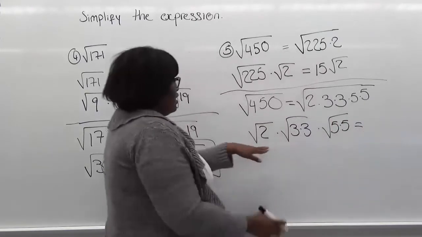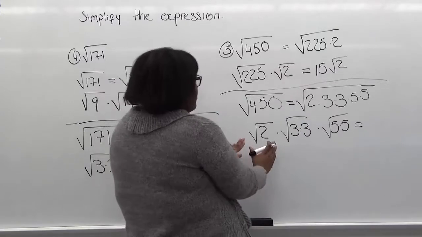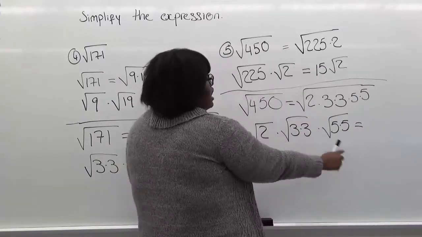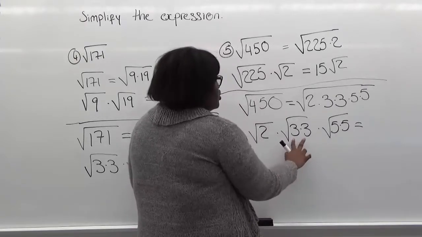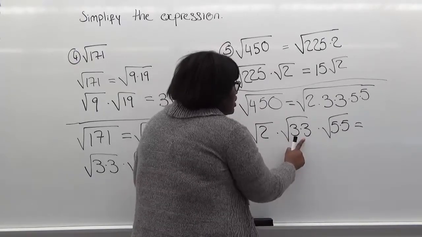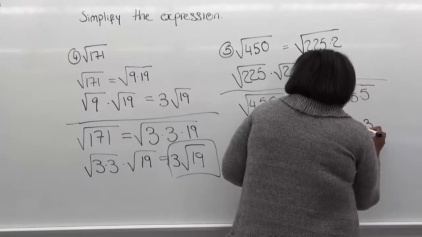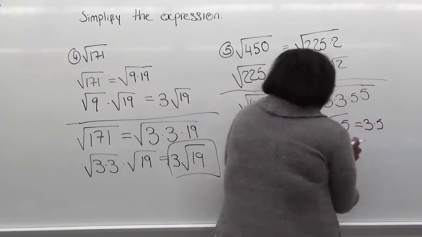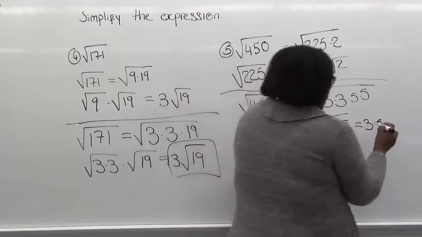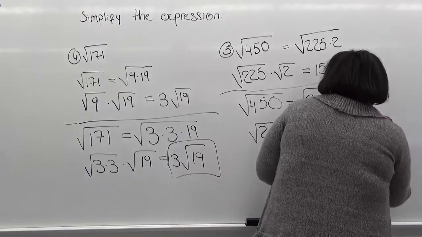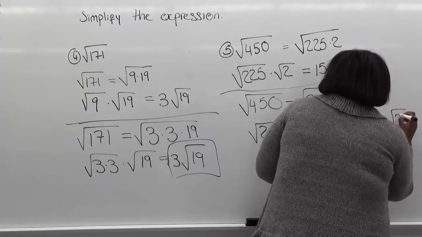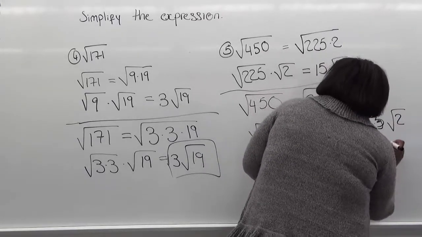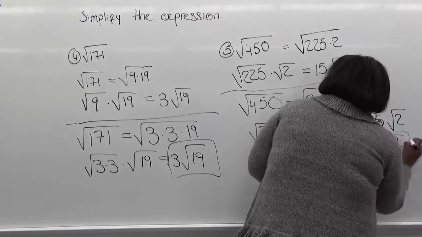Now again, you can't take the square root of 2, so you leave it under the radical. But you can take the square root of 3 times 3 and the square root of 5 times 5. Because they're two of the same number, we know the answer would just be 3. So we're going to have 3 times 5, again, there's two of them under the radical, times the square root of 2. 3 times 5 will give us 15 times the square root of 2, and that will be our answer.